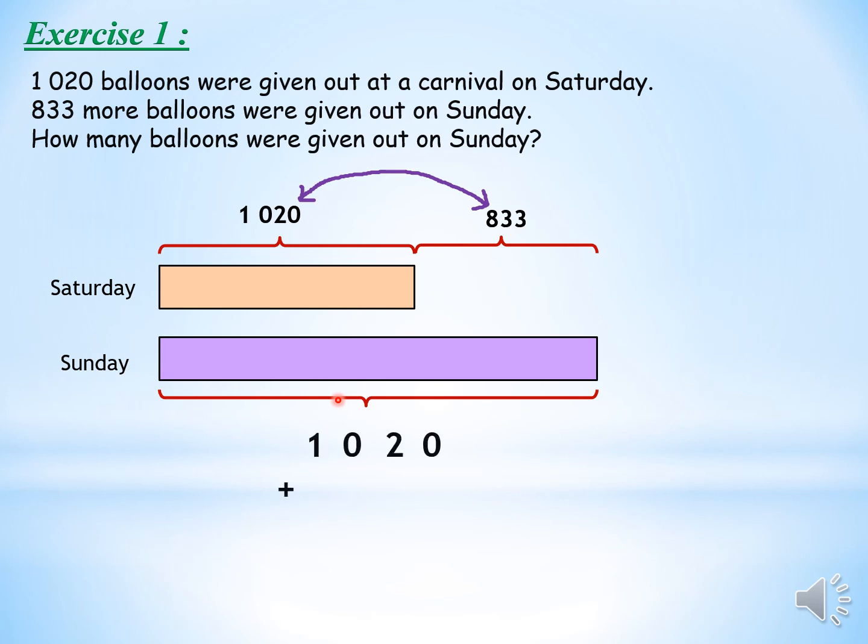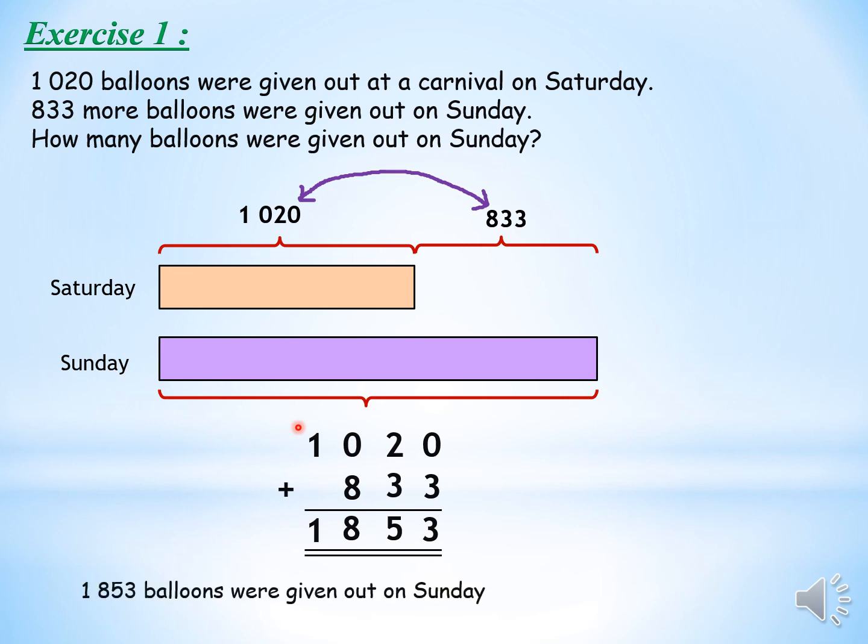1020 plus 833. They are adding 0 ones and 3 ones, 3. 2 plus 3 is 5. 0 plus 8 is 8 and 1 here. So, how many balloons were given out on Sunday, children? Yes, 1853 balloons were given out on Sunday. Like that way, using bar models, we can find the answer for these type of word problems even.